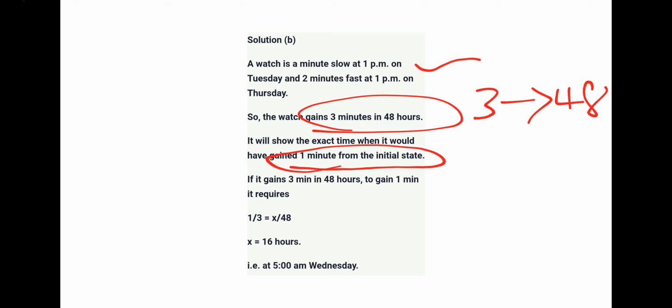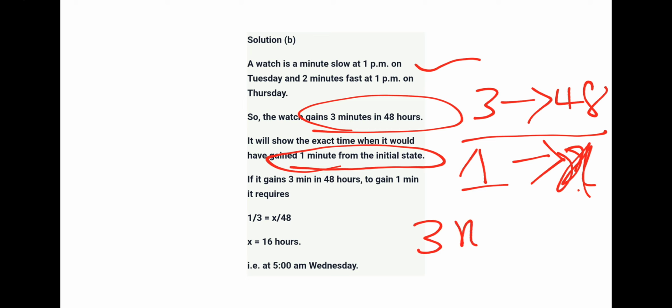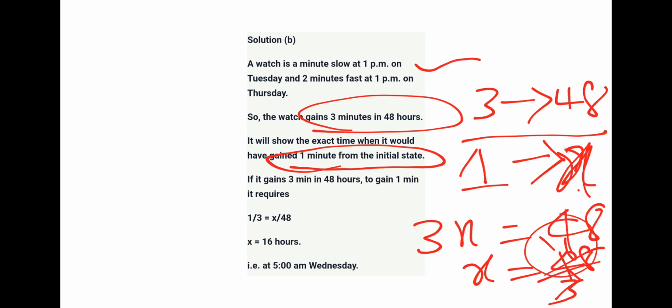If it gains 3 minutes in 48 hours, to gain 1 minute, how many hours does it require? This is what they have asked, right? So let's take this value as x. So 3x is equal to 48. So x is equal to 48 by 3. 3 sixes are 18, so 16 hours. So 16 hours it requires.